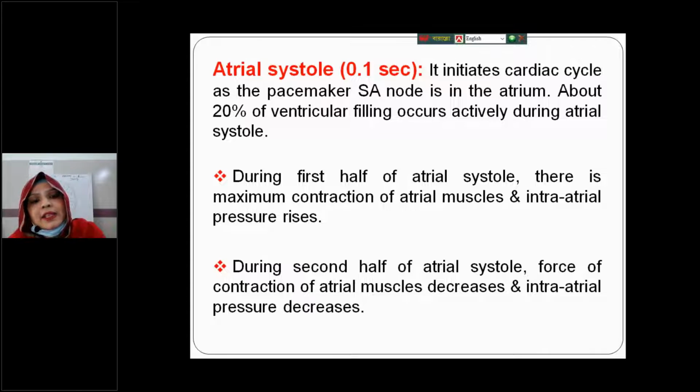Atrial systole is contraction of the atrial muscle. By working of the atrial muscle, it can push blood towards the ventricle, 20% of the blood. That is, 20% ventricular filling occurs by active work of the atrial muscle. So we can divide this atrial systole into two parts, that is, first half and second half.